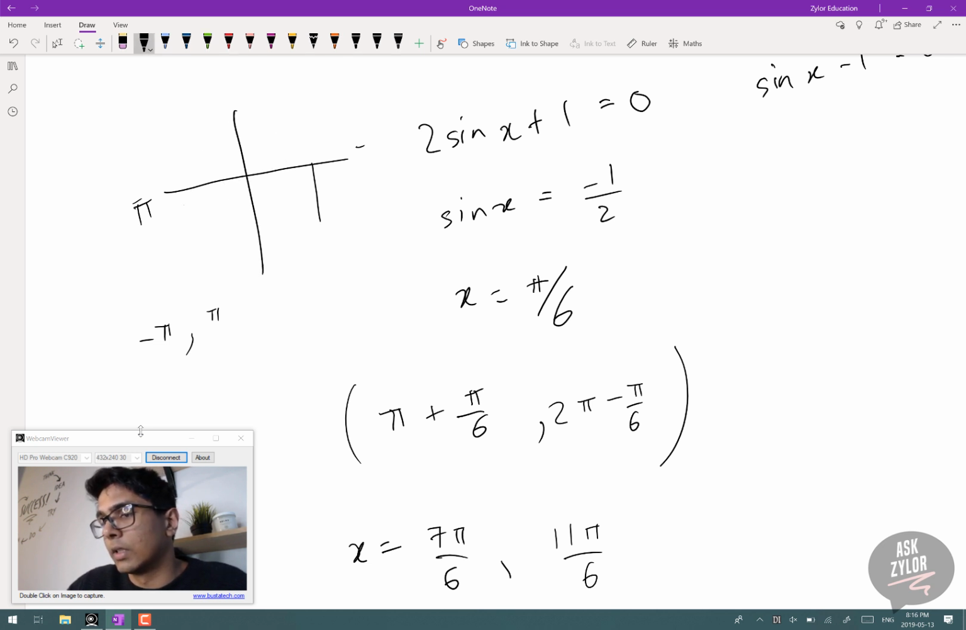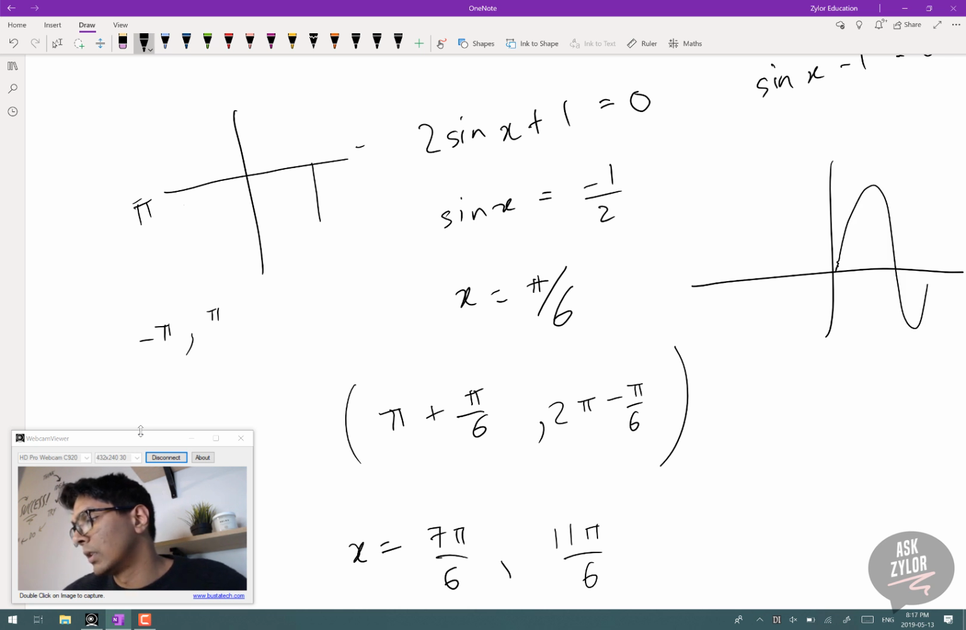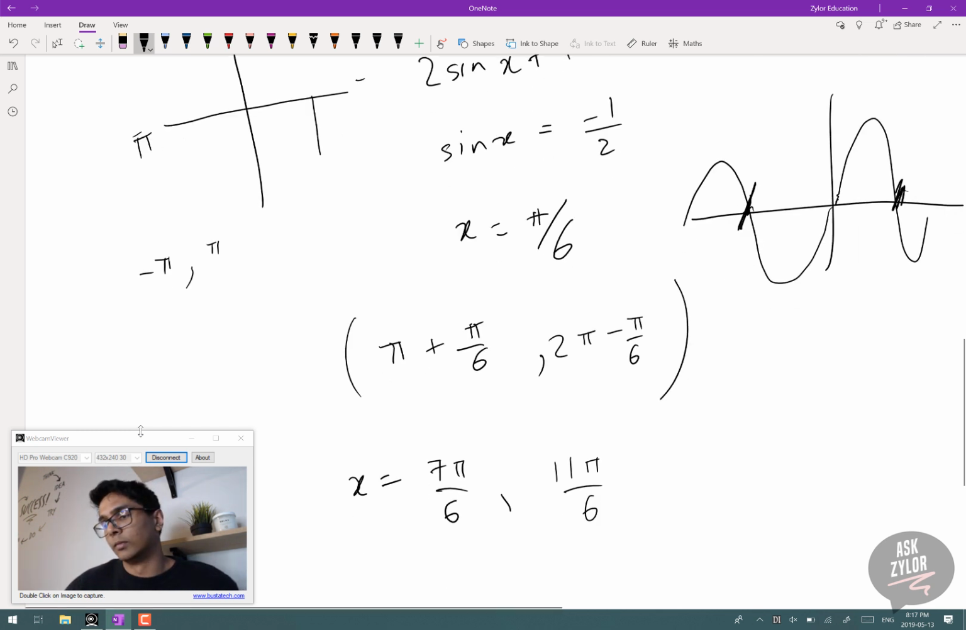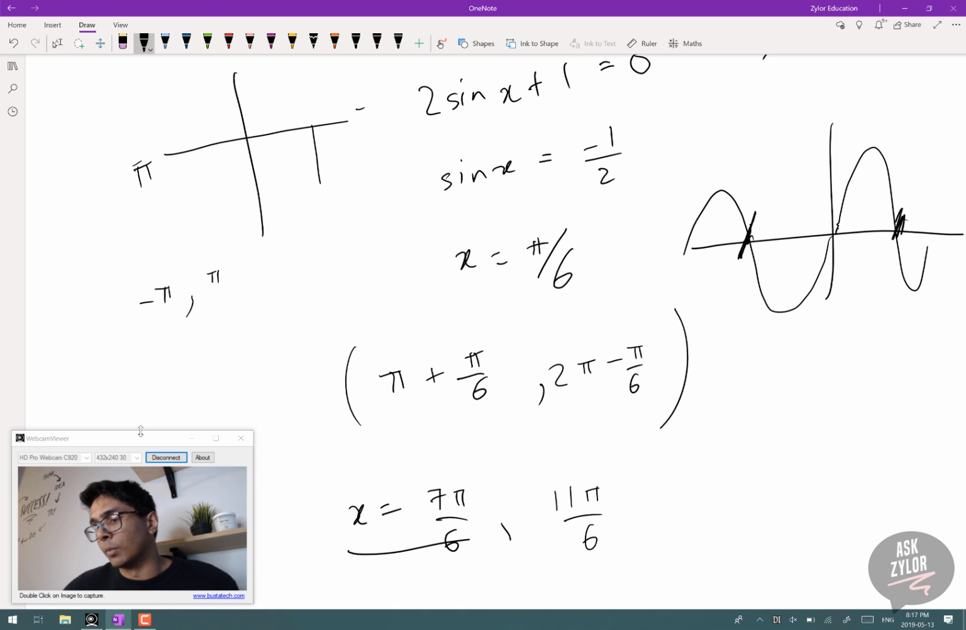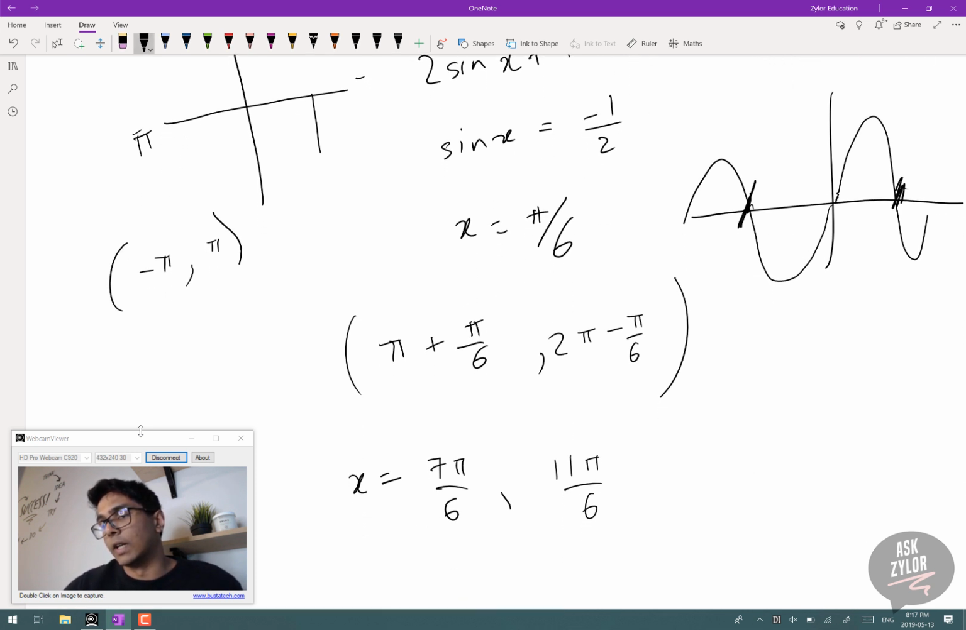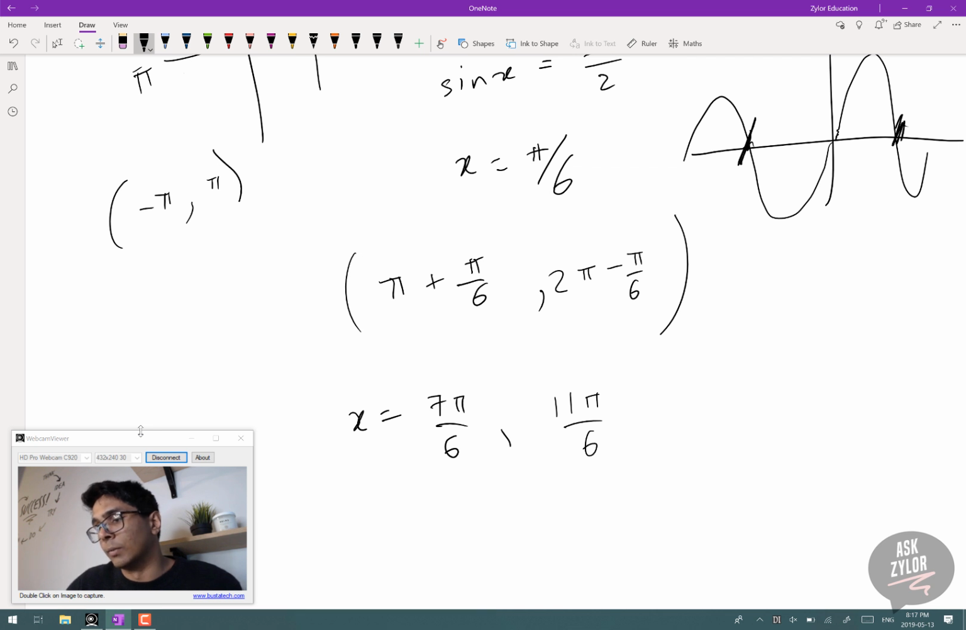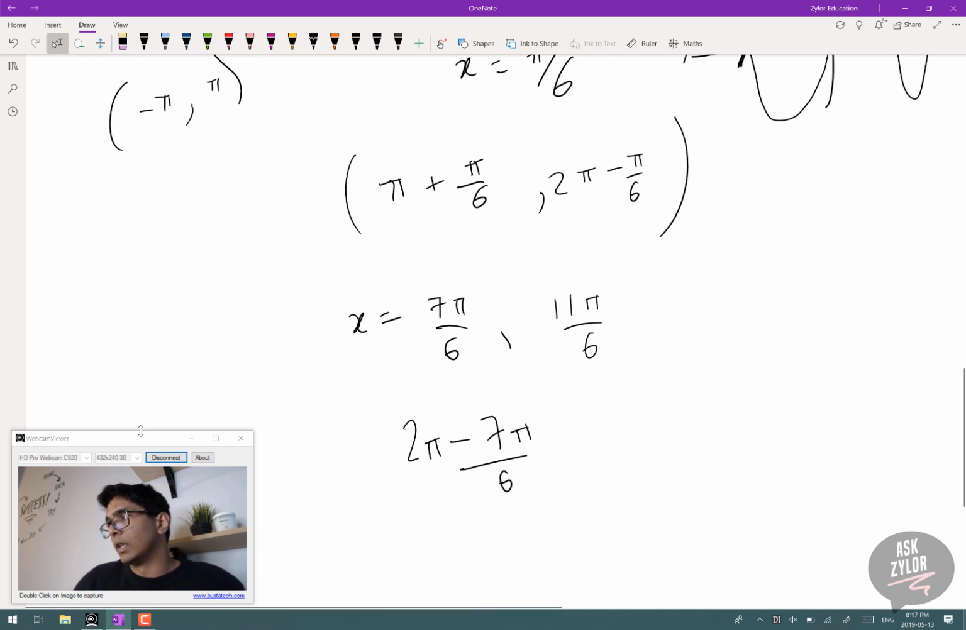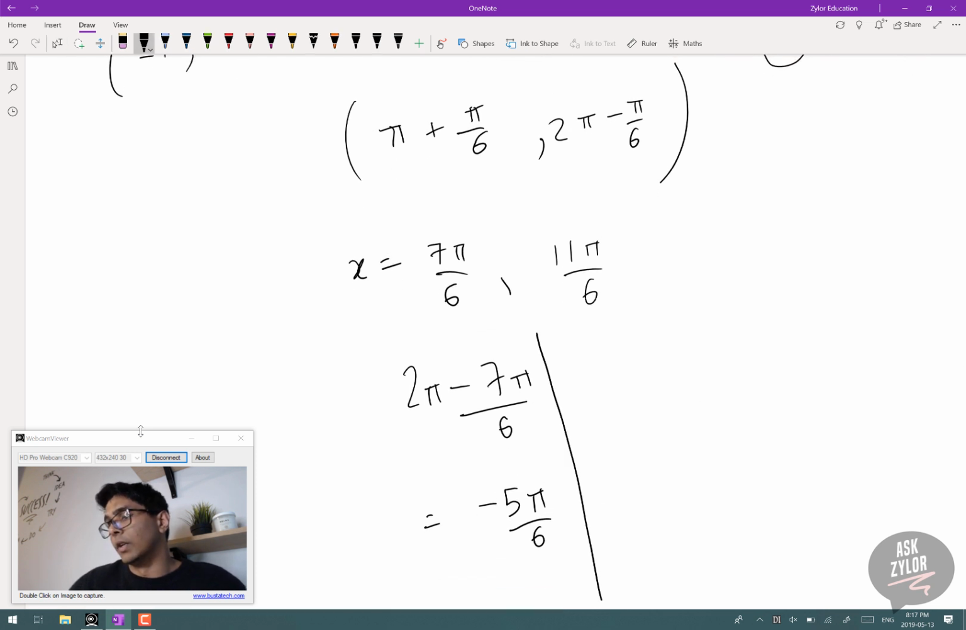So let me just rewrite this. So pi is over there, -pi would be, if I have the sine function, it's going to look something like this. Right, so I'm looking in between these 2 points. Since we can't have 7 pi/6 in between the range of -pi and pi, what I could do is just subtract the period from 7 pi/6, right? So 2 pi minus 7 pi/6 is going to give me -5 pi/6. I'm going to do the same for the other one, so 2 pi minus 11 pi/6 is going to give me -pi/6.